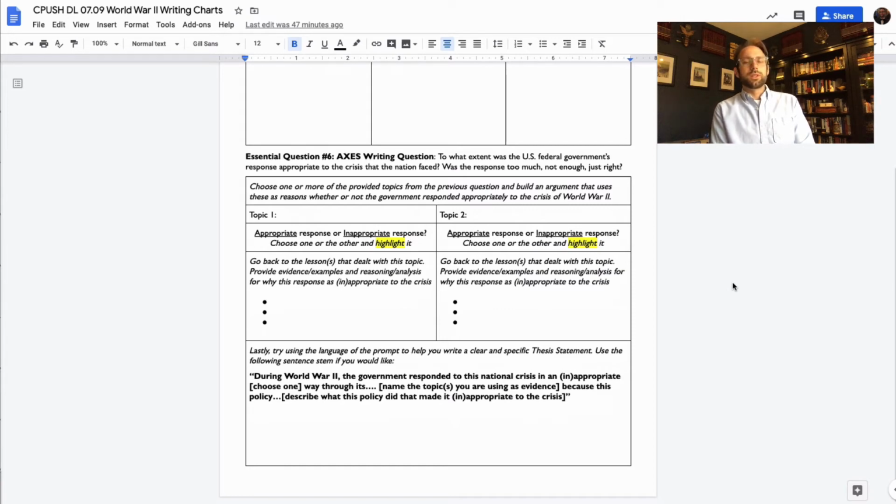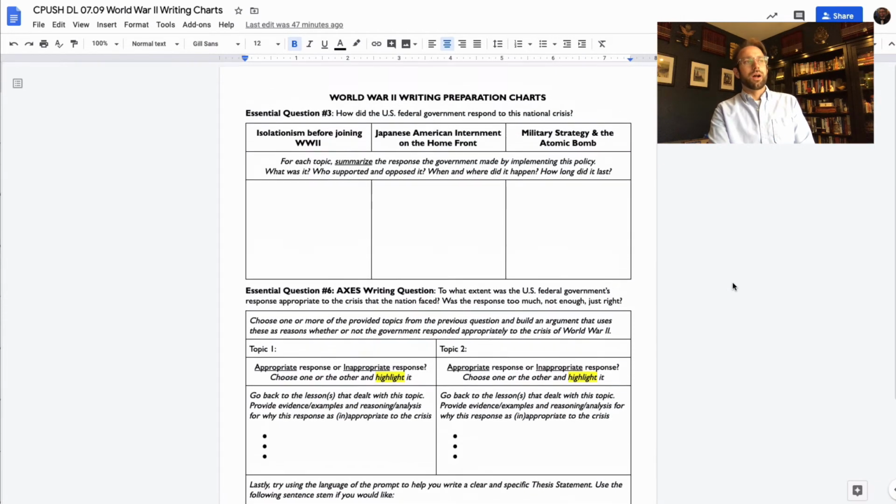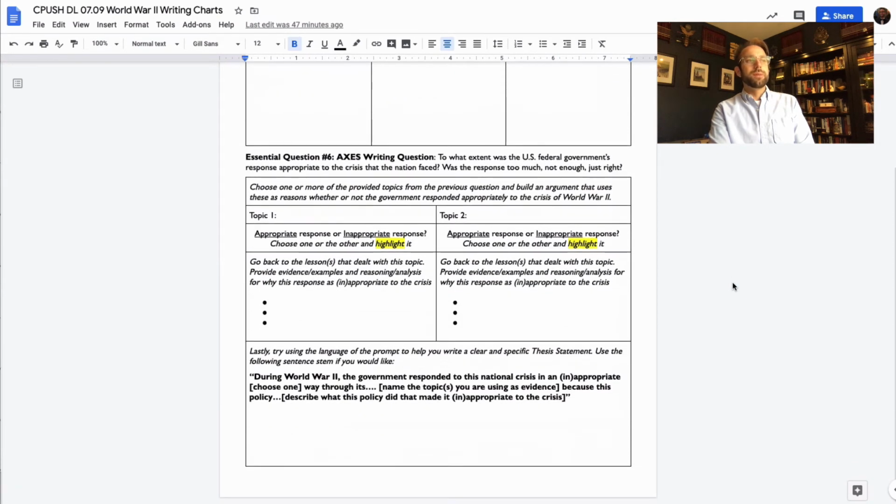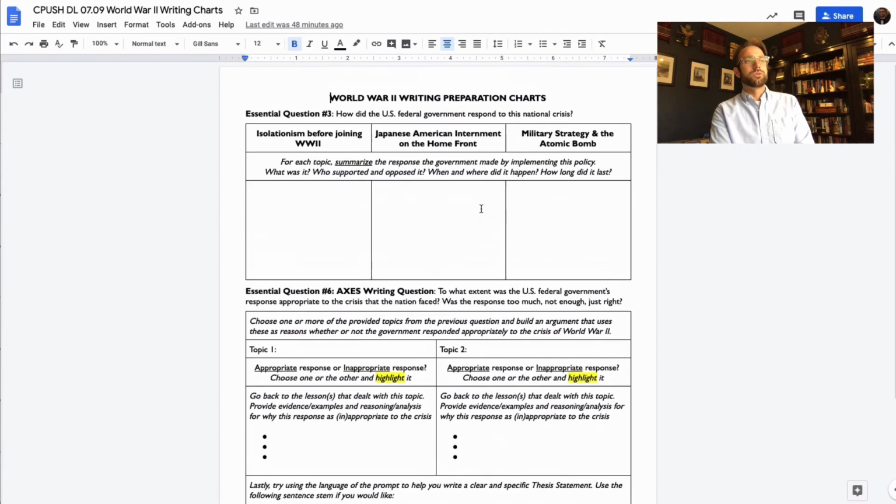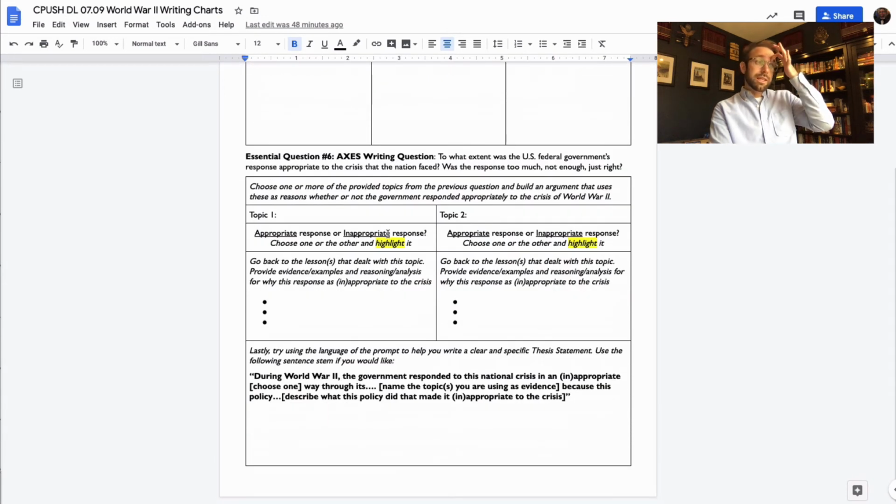What you're going to do here is use those topics from essential question number 3 and choose 1 or 2 of them. You could do 3 if you want, but in your axes paragraph, the better written ones will probably assess more than one thing that makes the response appropriate or inappropriate. If you did one topic, you'll probably be fine, but better responses will have more of those decisions the government had to make. So right here, you're just deciding topic 1, topic 2. You can use those ones up there and lead through the process.